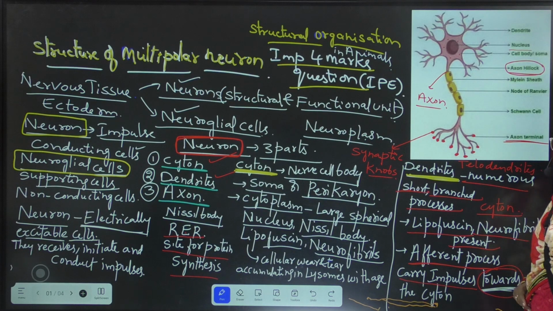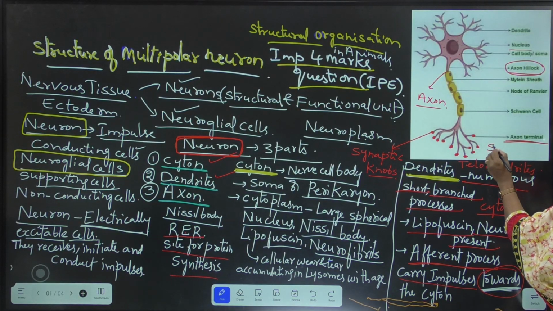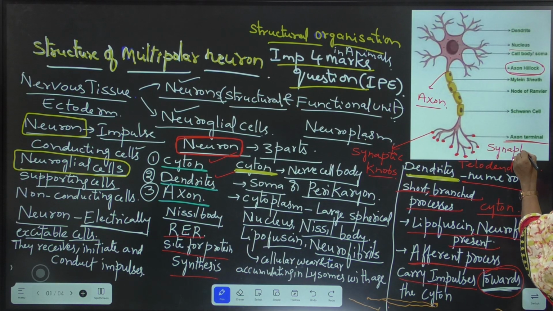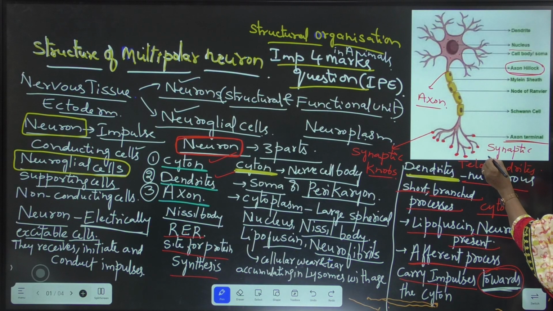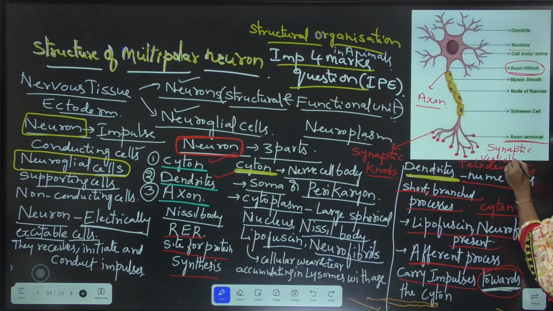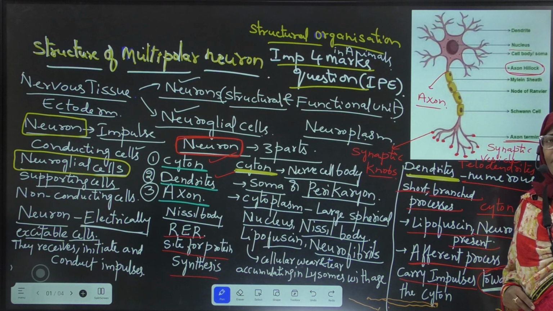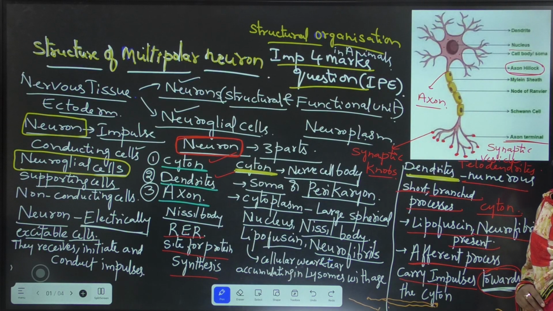Inside the synaptic knobs, a sac-like structure, a vesicle, is present. It is called the synaptic vesicle. The synaptic vesicle consists of a chemical which acts as a neurotransmitter. It is acetylcholine, which is useful for transmission of impulses from one neuron to another neuron.